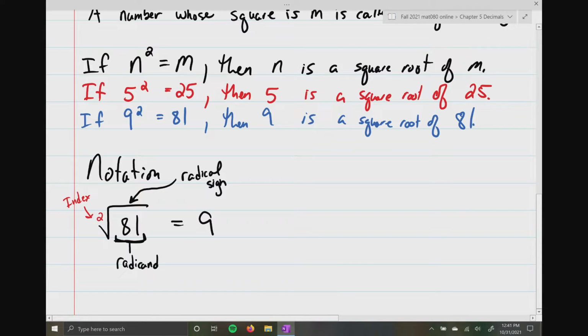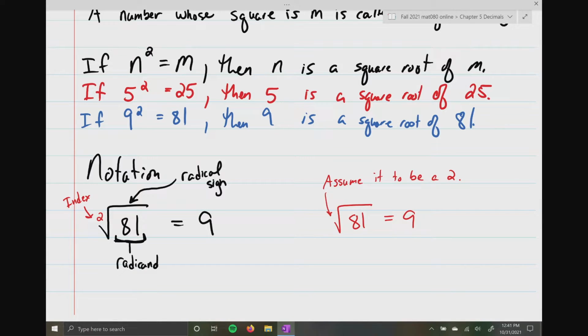Now, I'm going to rewrite the problem off to the right-hand side in red. If we don't write a number here for this index, we assume it to be a 2. You just assume it to be a 2. If it's something else, we will write it. You can have a 3rd root, a 4th root, a 5th root, a 6th root. It doesn't matter. If nothing is written, though, then we call it a 2.